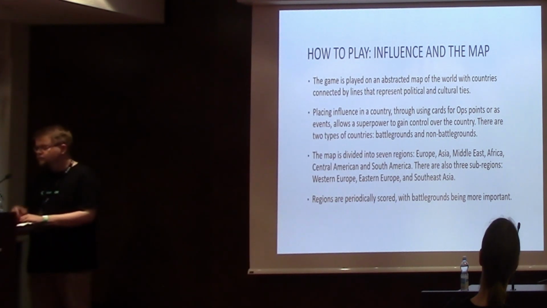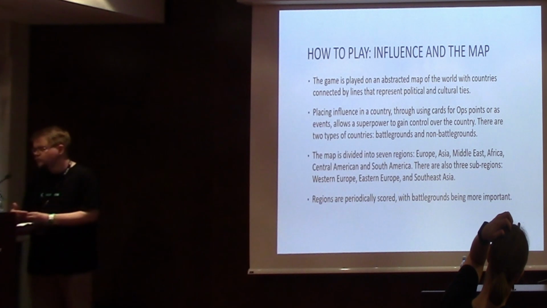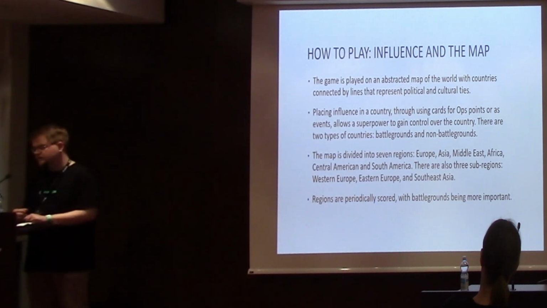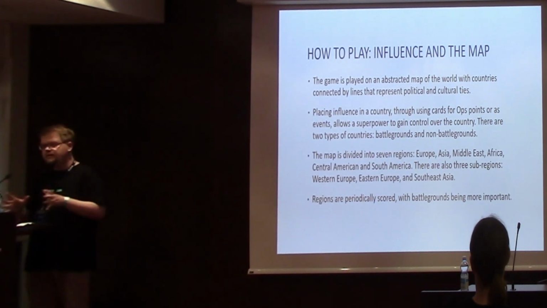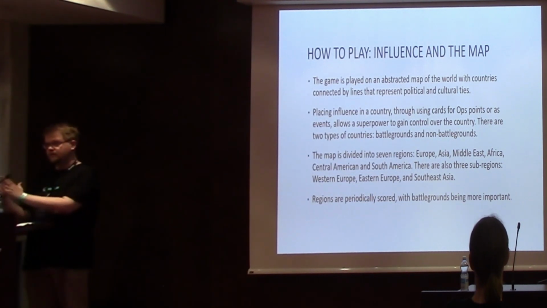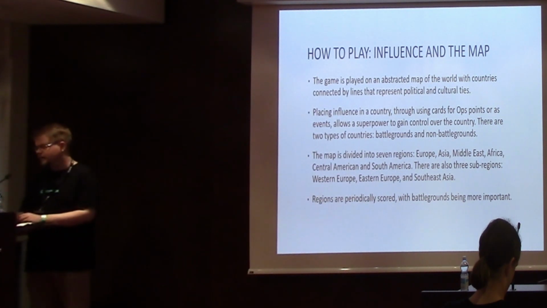On the map, some countries are called battlegrounds, and some are basically non-battlegrounds. Battlegrounds are more important for scoring. I'll talk about scoring in a couple of slides. The map is divided into regions: Europe, Asia, Middle East, Africa, Central America, and South America. There are also 3 subregions: Western Europe, Eastern Europe, and Southeast Asia. The idea of splitting into regions is that regions are scored. When it's time to score a region, not just single countries, but the whole region is looked at, like who has more influence and more control in this region than the other superpower, and then points are given based on that.